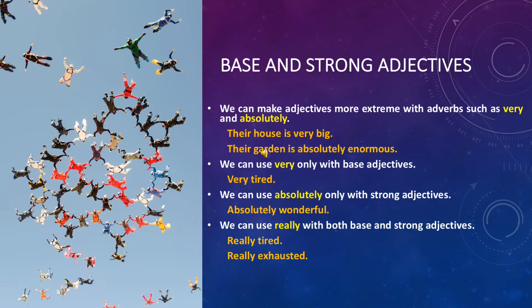We can make adjectives more extreme with adverbs such as very and absolutely. We can say their house is very big and their garden is absolutely enormous. However, we can use very only with base adjectives. So we say very tired and we don't say very exhausted because the adjective tired is base adjective. And we can say absolutely only with strong adjectives. So we say absolutely wonderful and we don't say absolutely good.